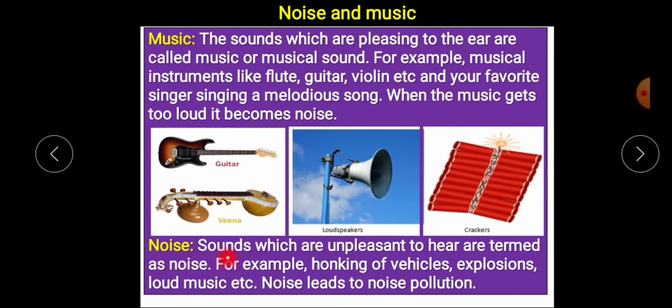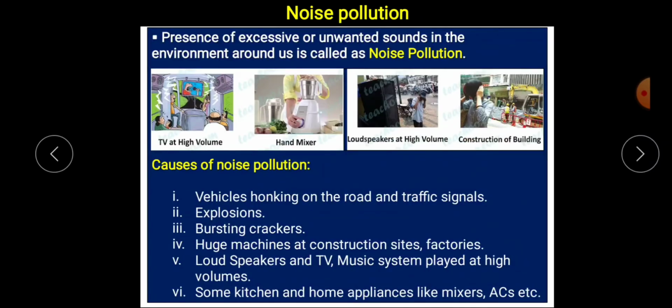So what is noise? Sounds which are unpleasant to hear are termed as noise. For example, honking of vehicles, explosions, loud music, etc. And noise will lead to noise pollution. So the sounds which we like to hear are called music. The sounds which we don't like to hear are called noise. Sound can lead to noise pollution. The presence of excessive or unwanted sounds in the environment around us is called noise pollution.